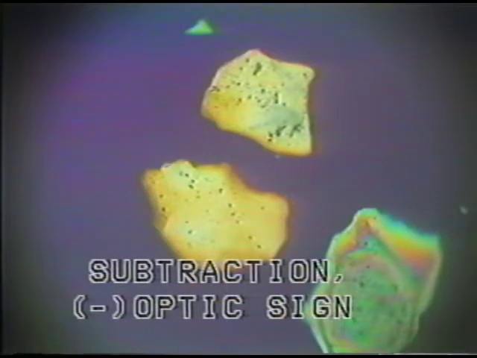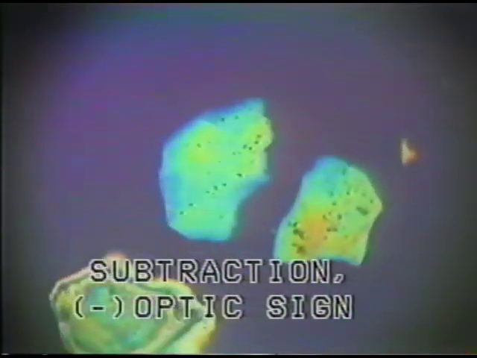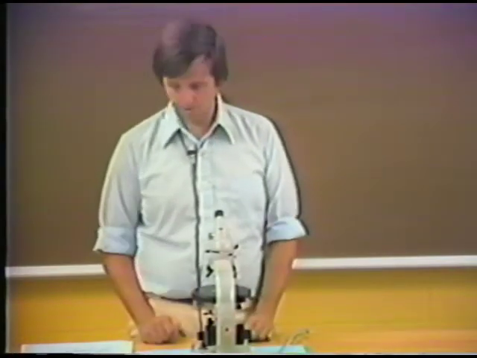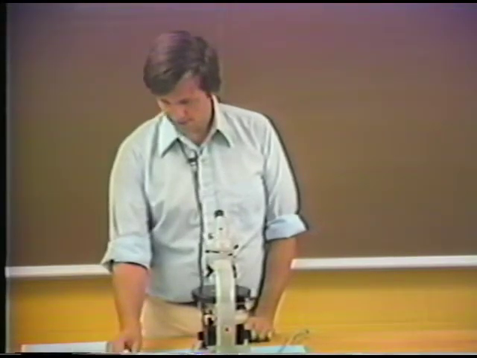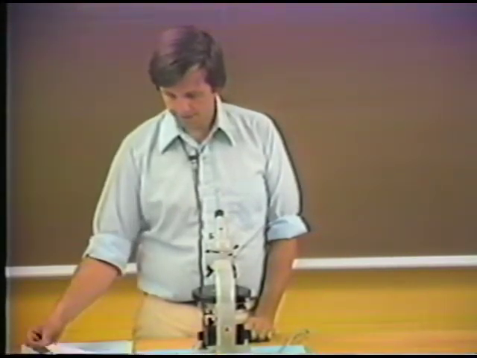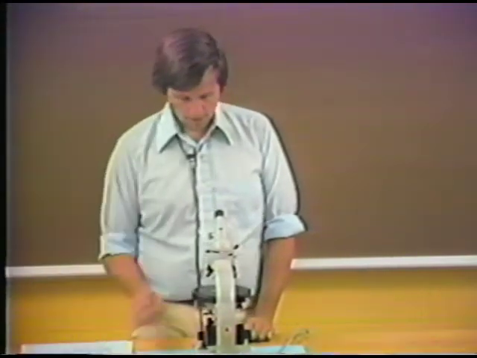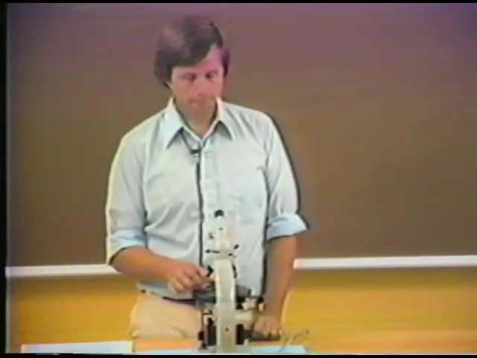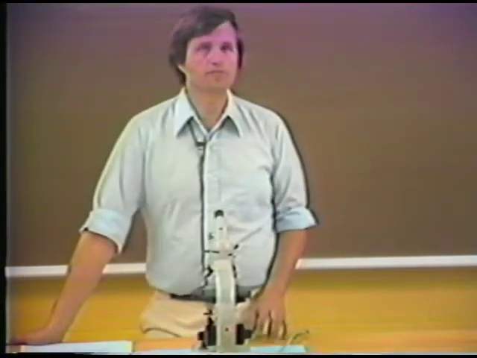And again, I'll rotate this mineral 90 degrees so that the slow rays are now parallel, and you can see addition of colors. So when there's subtraction of colors, then you know that the E is the fast ray in this particular mineral. The mineral has a negative optic sign.